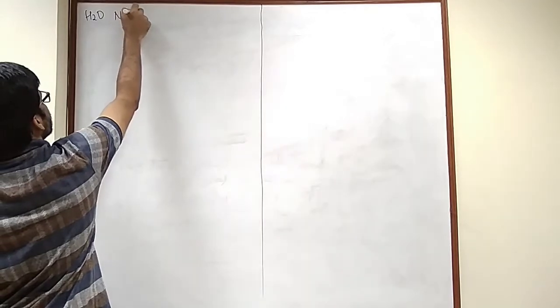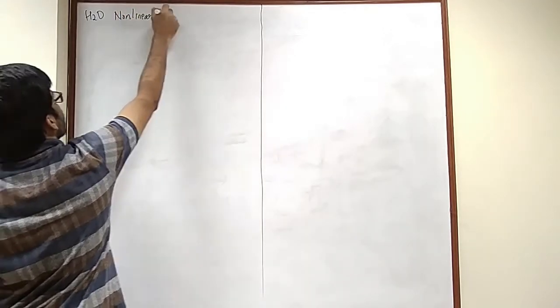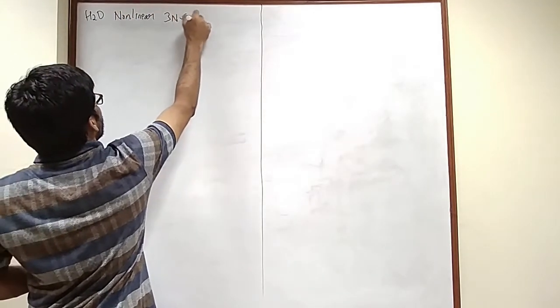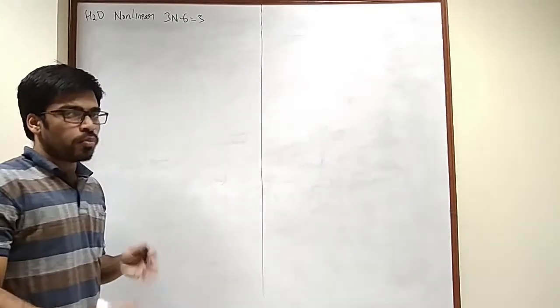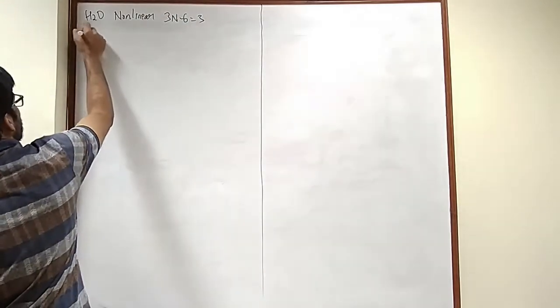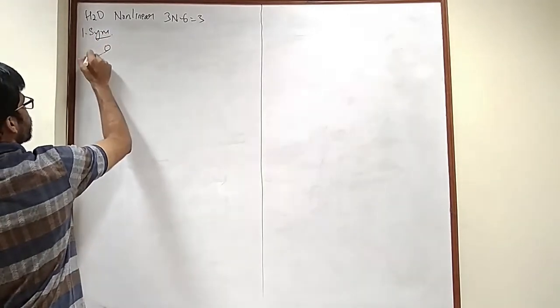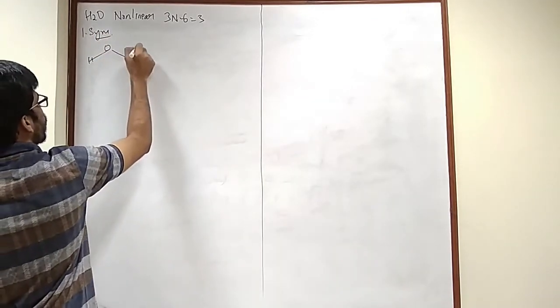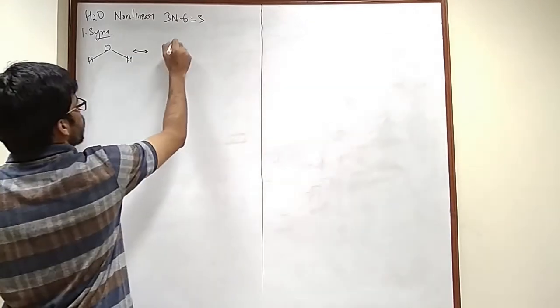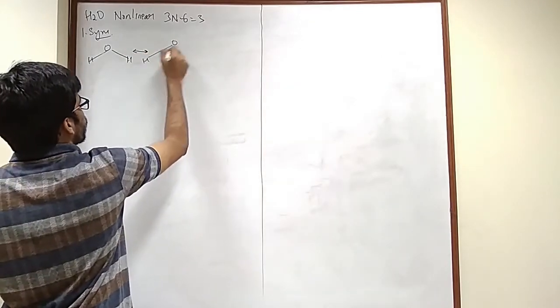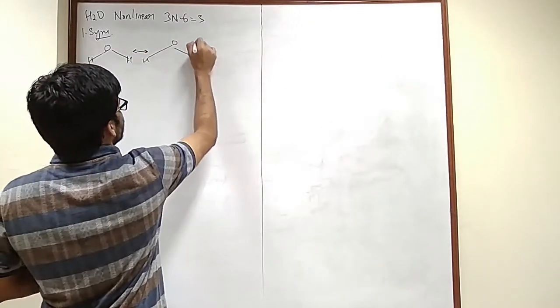Water is a non-linear molecule, and by using 3N-6, we get 3 normal modes. First of which, let's start with symmetric stretch. So in the case of symmetric stretch, water is going to stretch uniformly along all directions.